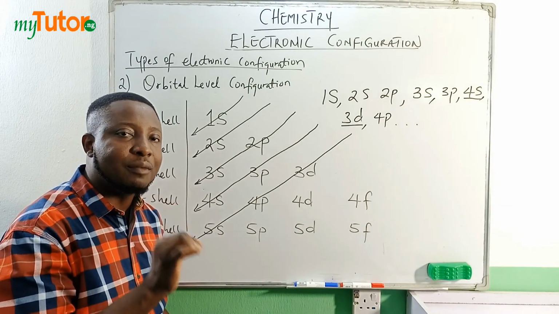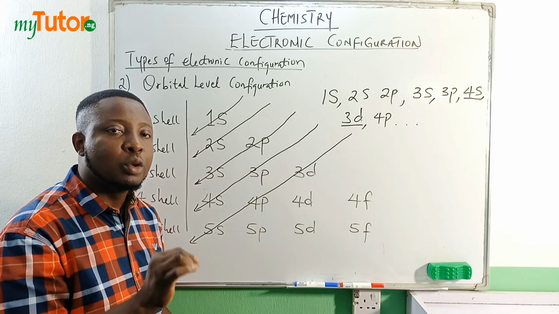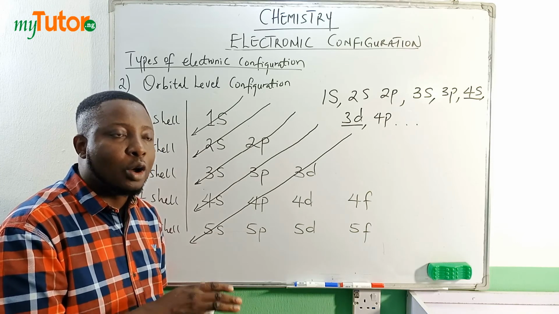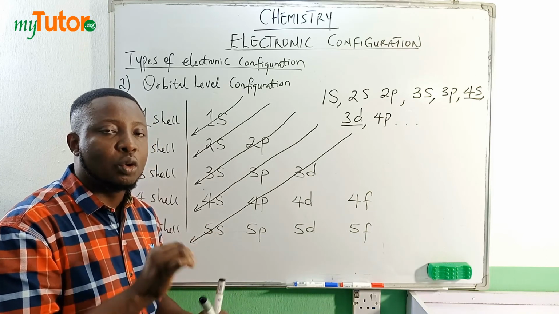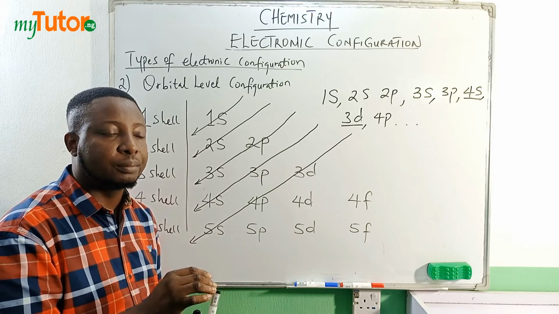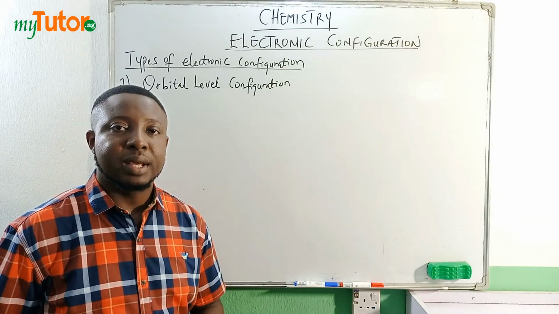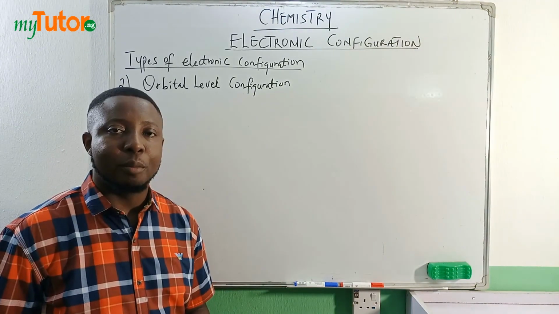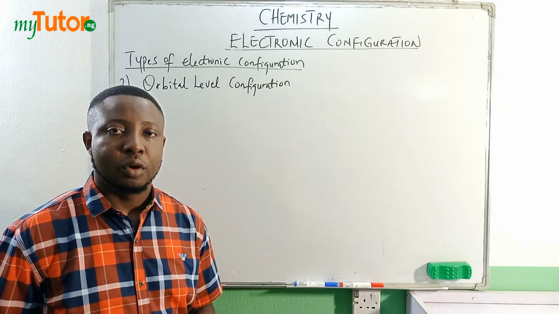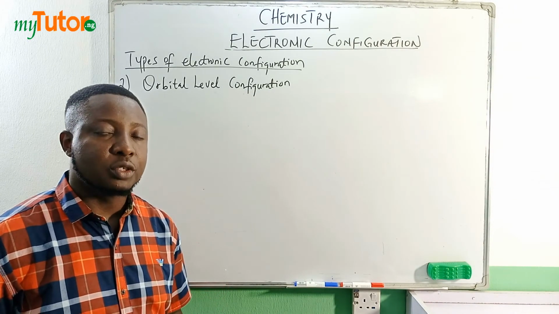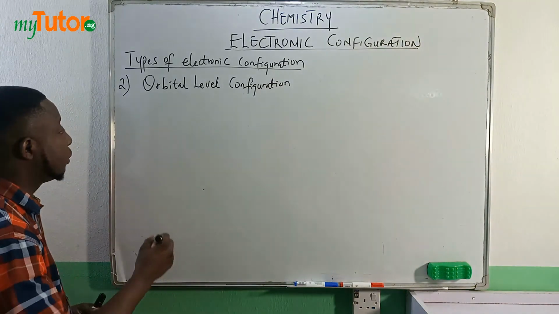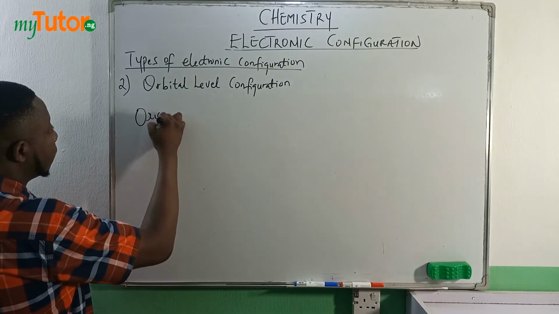the orbital level configuration of an atom. So we'll see some examples on how to write the orbital level configuration of an atom. The first atom we're considering is the oxygen atom.